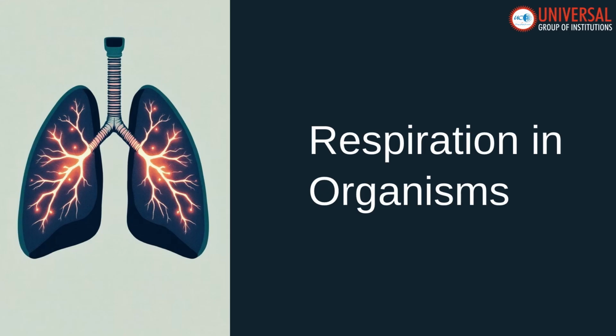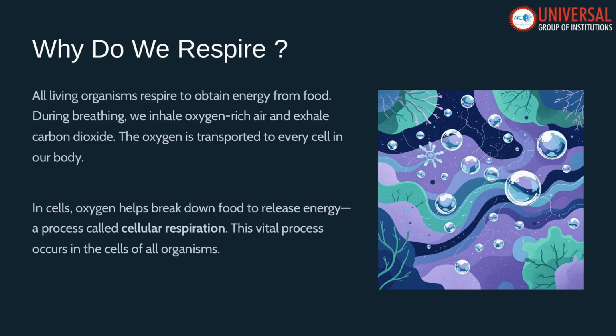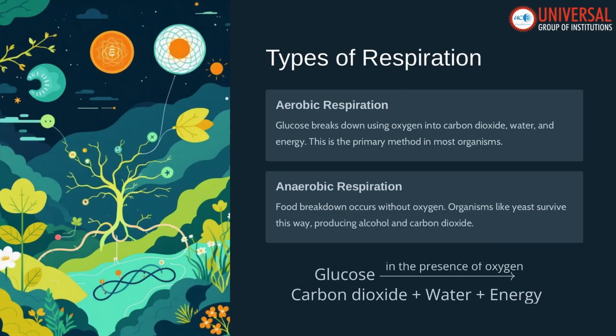So till now, we covered what is cellular respiration. So what is cellular respiration? Cellular respiration is where oxygen travels into the cells and helps to break down the food to release more energy. And then this cellular respiration is divided into two types. One is aerobic respiration and another one is anaerobic respiration.